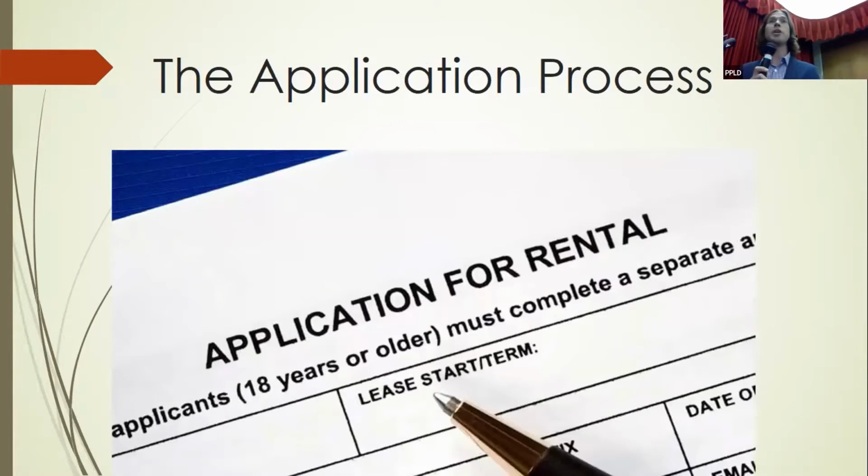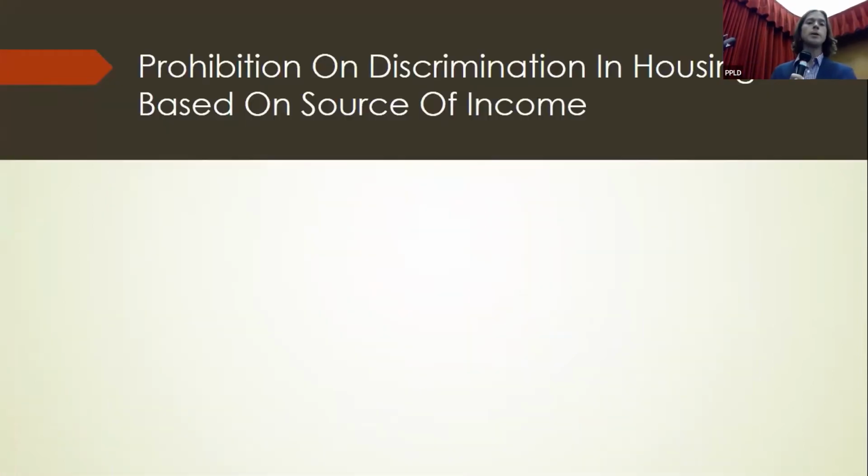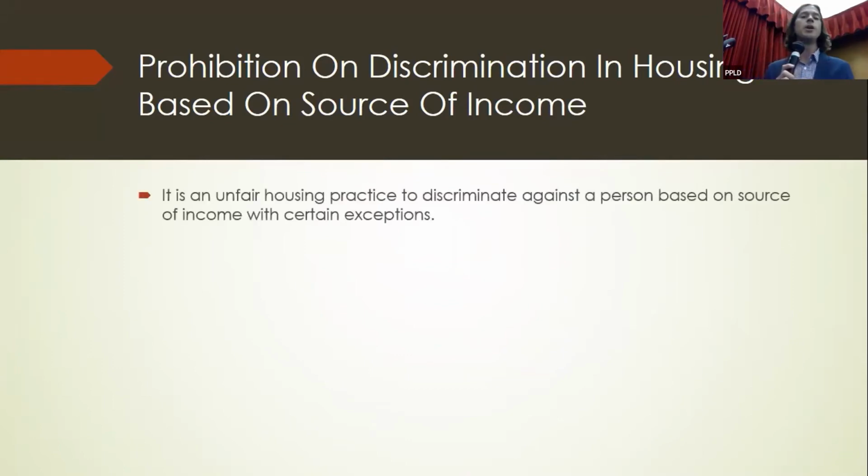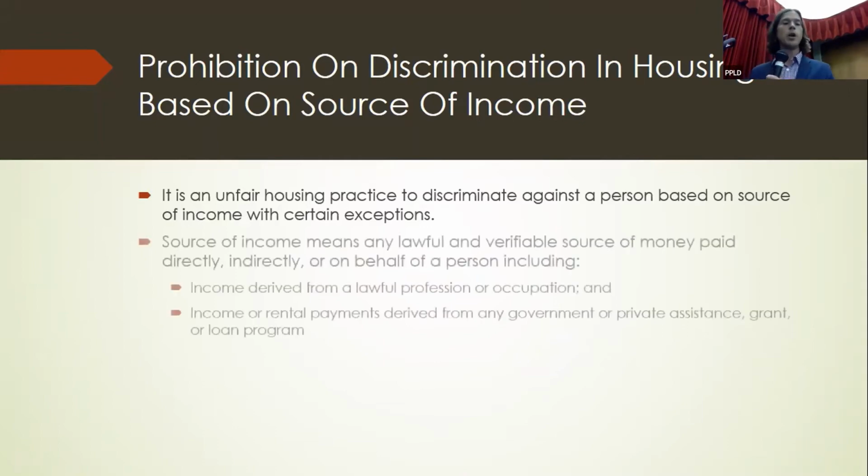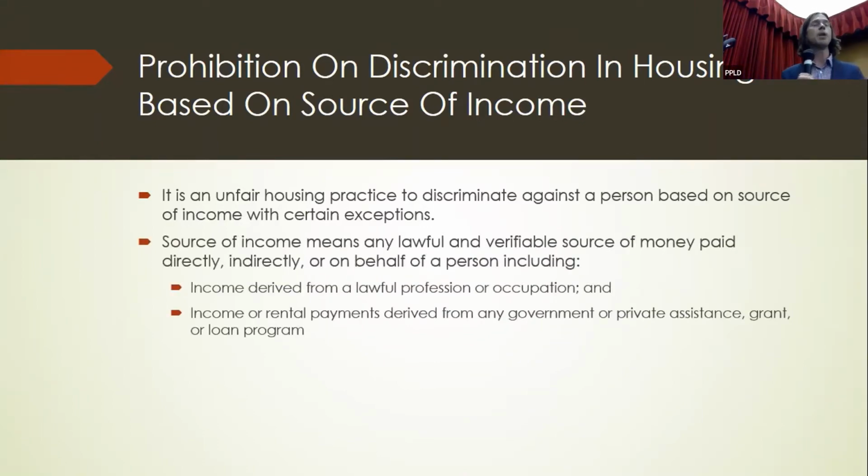So let's start with the application process. One recent addition to Colorado law over the last few years is the addition of income discrimination into unfair housing practices. So it is an unfair housing practice to discriminate against a person based on source of income, with certain exceptions. So what does that mean?